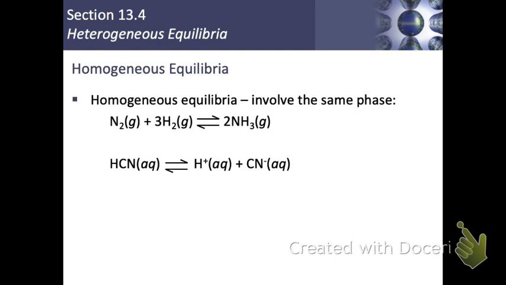Homogeneous equilibria. What's homogeneous mean? The same throughout, right? So homogeneous equilibrium would mean that we have equilibrium of objects that are all in the same state, right? All in the same phase. The second example listed here, they're all aqueous, and the first example, they're all gaseous or vapor state. So they are considered homogeneous equilibrium.